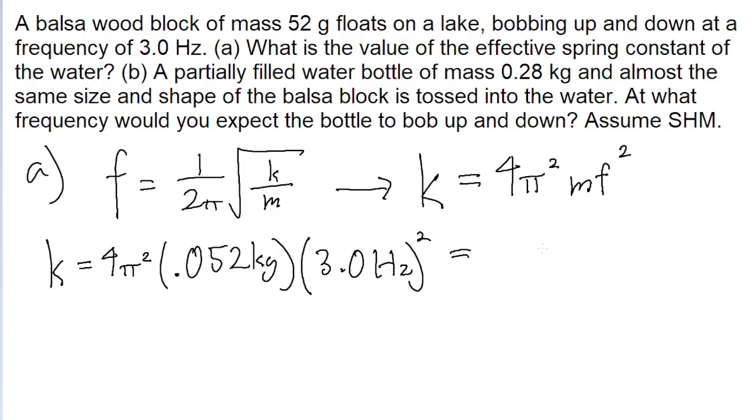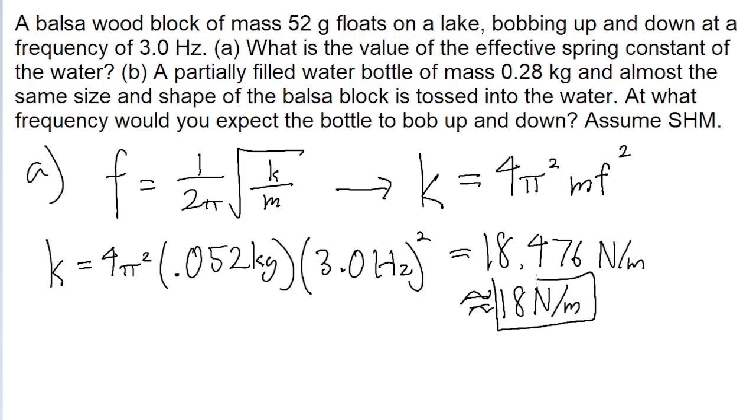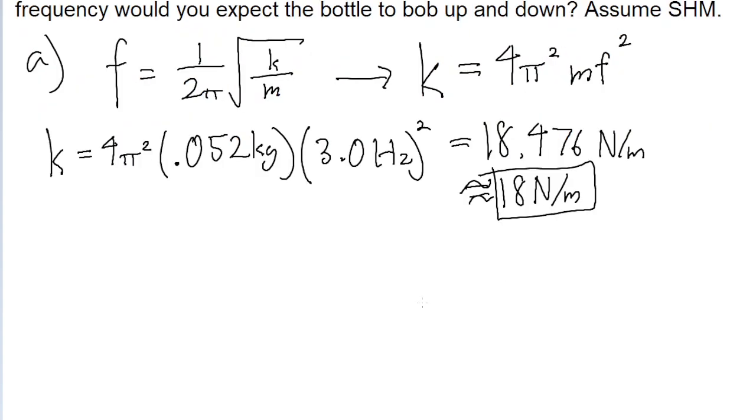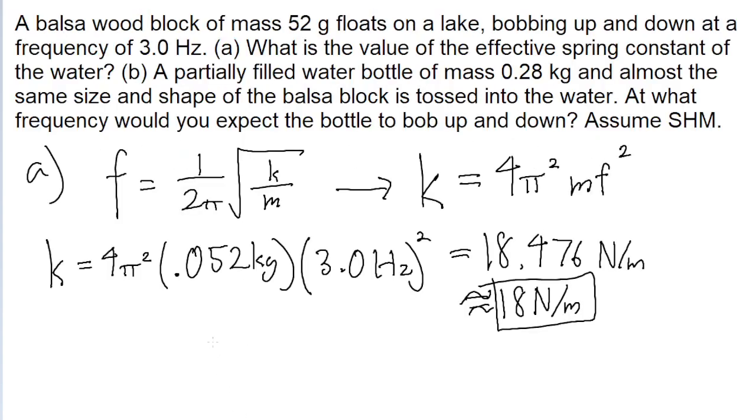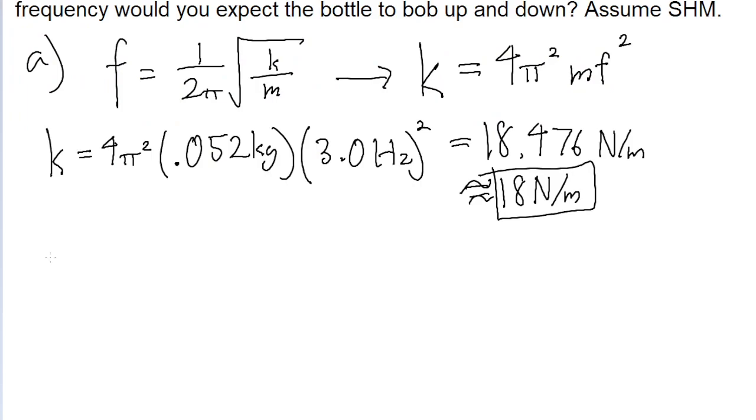And if we put that into a calculator, then we find a spring constant of about 18.476 newtons per meter, which we can round as 18 newtons per meter. That is an approximation. So that is the answer for part A. And now let's look at part B, which asks for the frequency we would expect the bottle to bob if we're looking at a water bottle with a new mass.